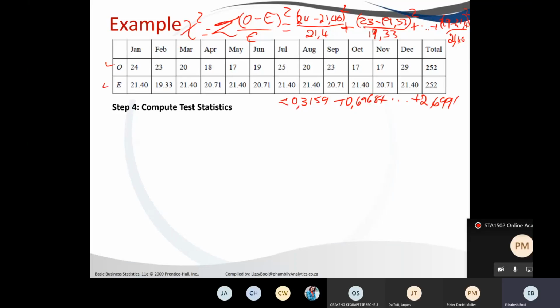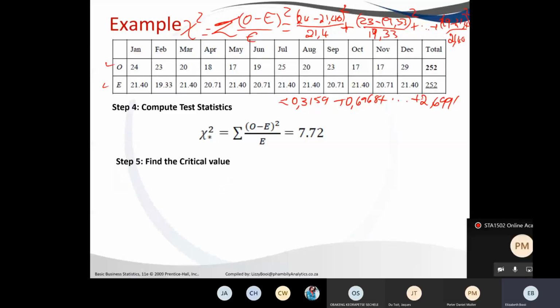Then you're going to add all of them, and when you add all of them, the answer you will get will give you 7.772. And that's how you calculate the chi-square test. The sum of your observed minus your expected squared divided by your expected will give you 7.772. Now, we have the test statistic.